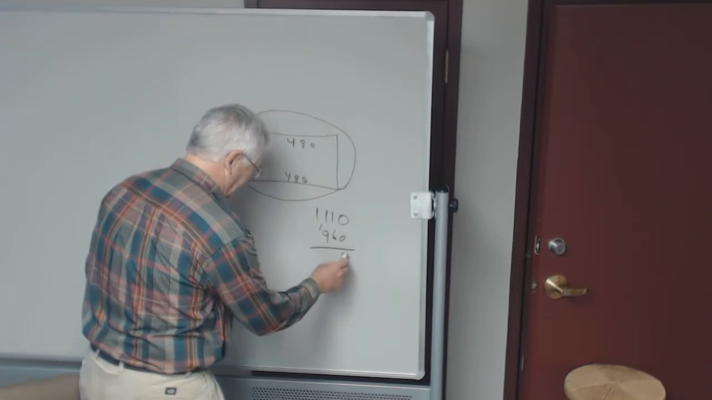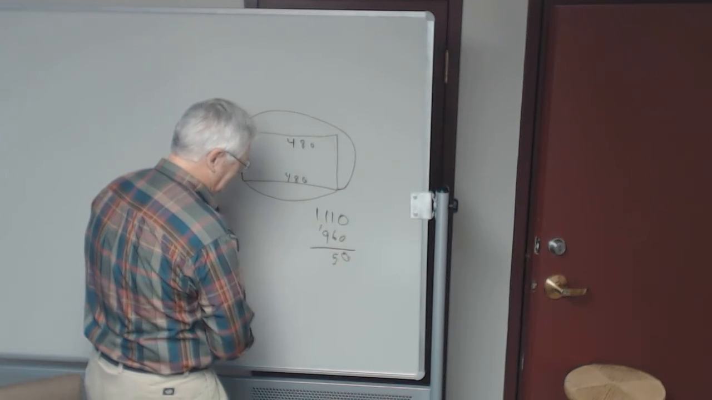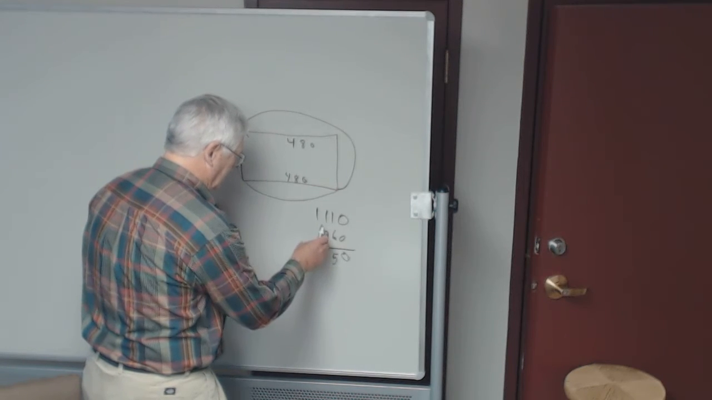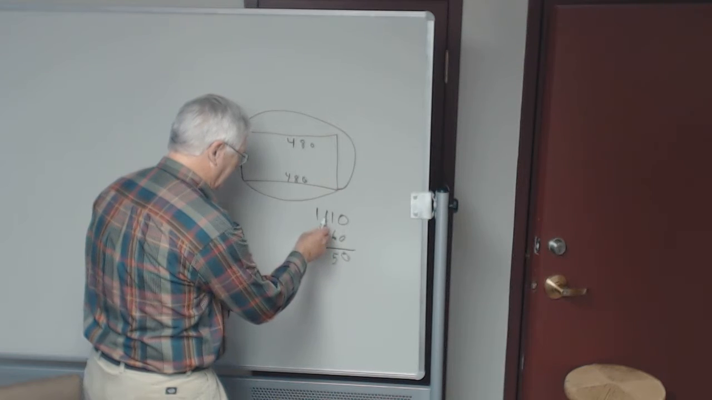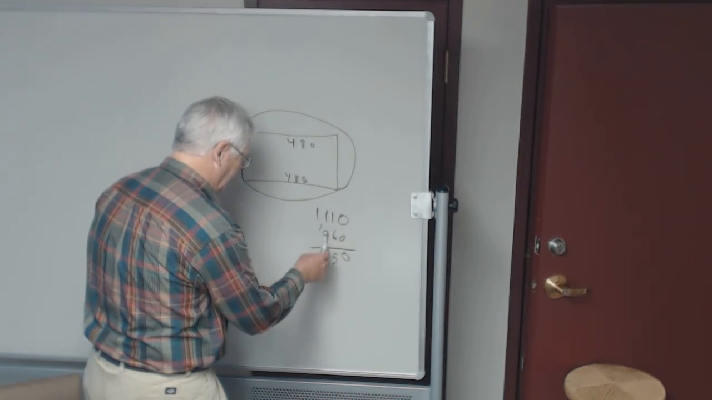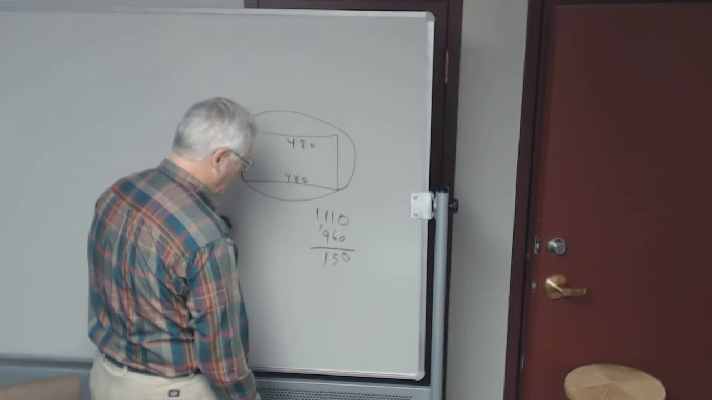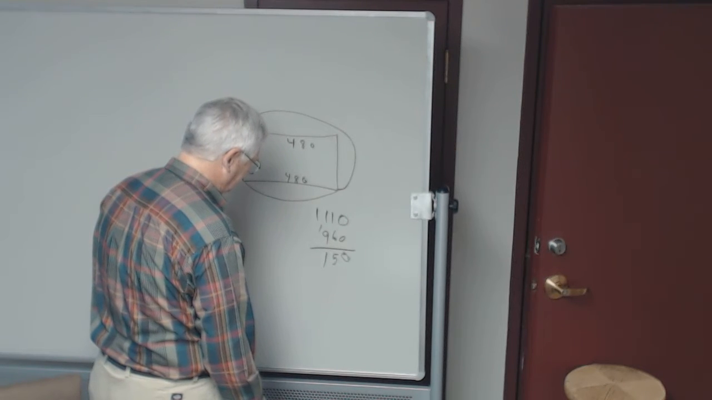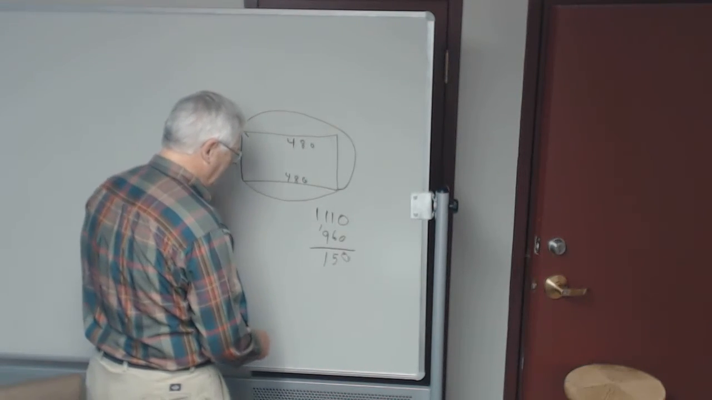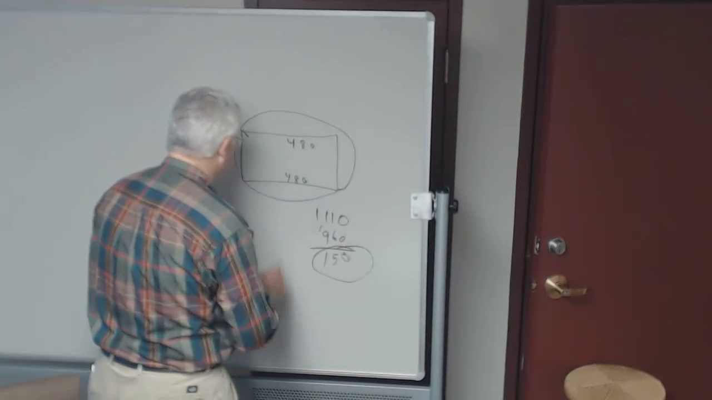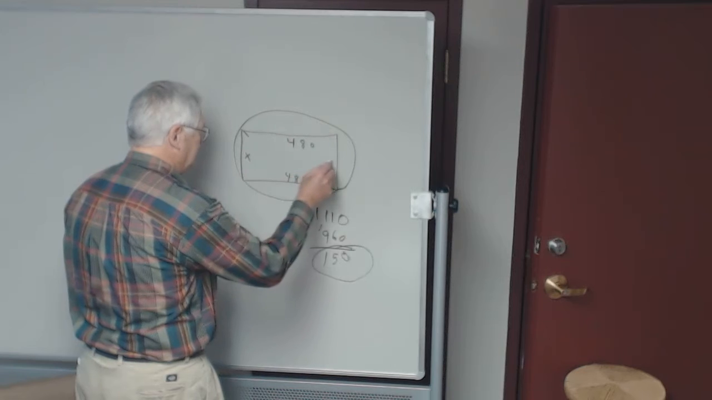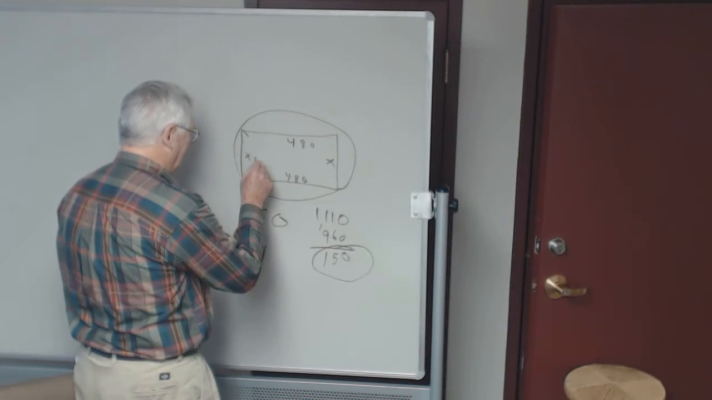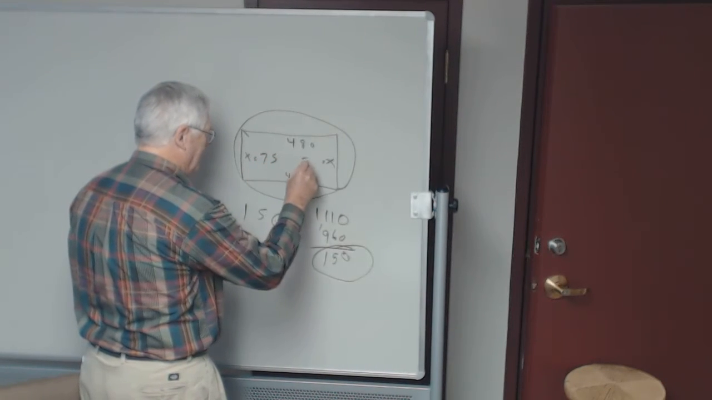So subtract. We borrowed that one. So now we have 0. 9 from 0 is 1. So it's 155 meters wide. When you add these two dimensions, they add up to 155. No, 150. So that would make each of them what? 75?